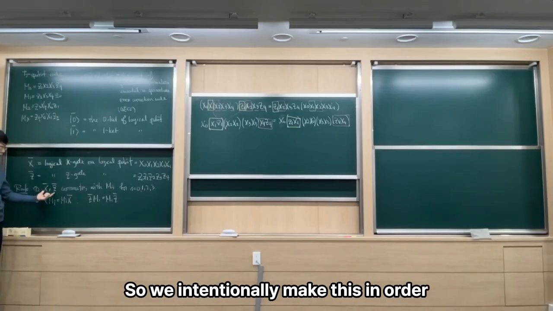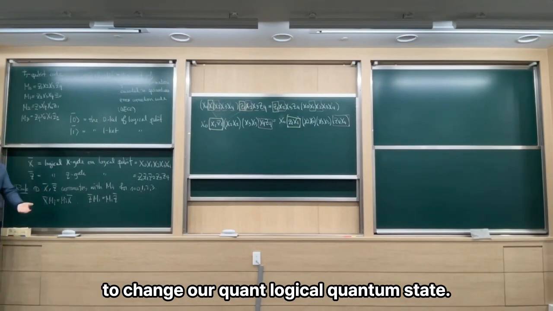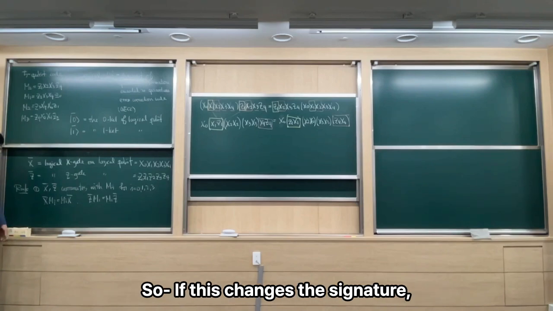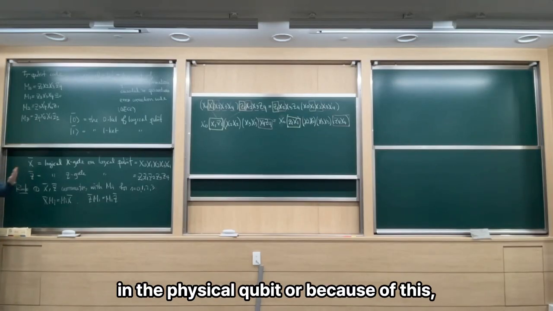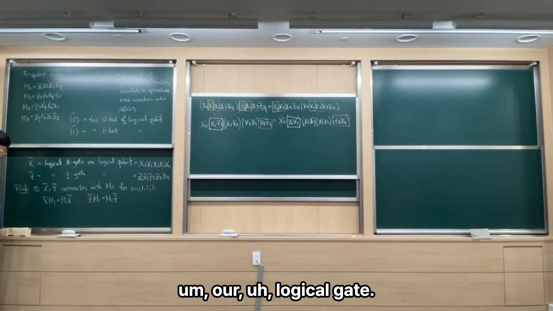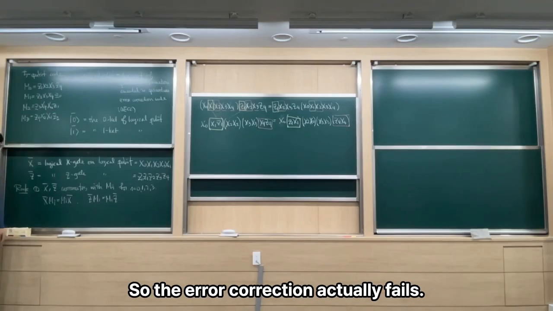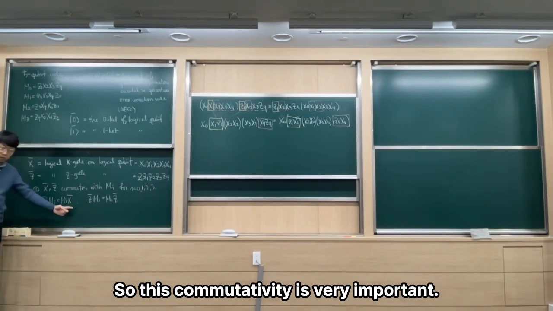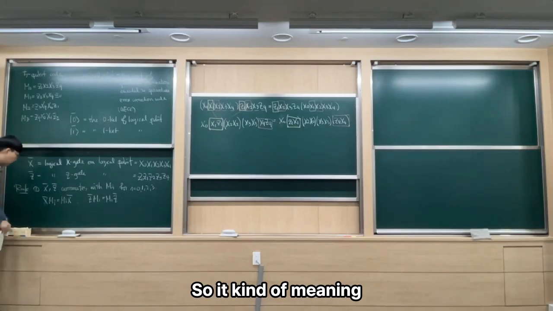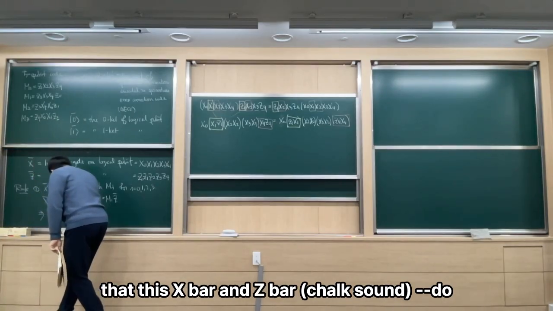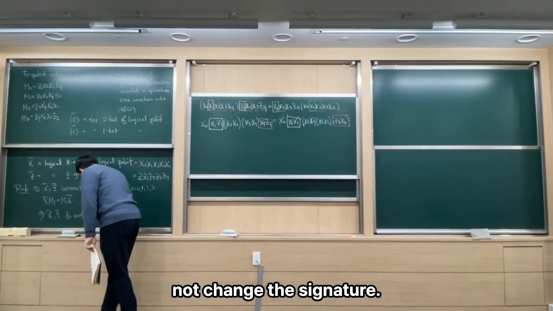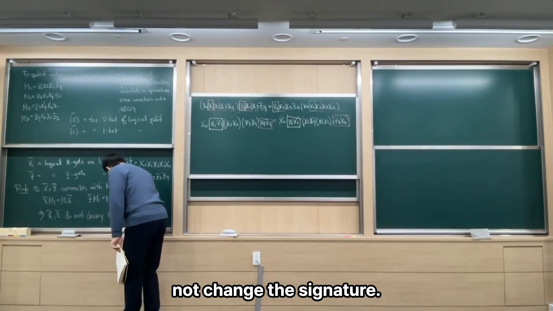We intentionally apply this in order to change our logical quantum state. If this changed the signature, we could not tell whether the change of signature came from an error in the physical qubit or from our logical gate. So the error correction actually fails. This commutativity is very important. It means that X bar and Z bar do not change the signature.